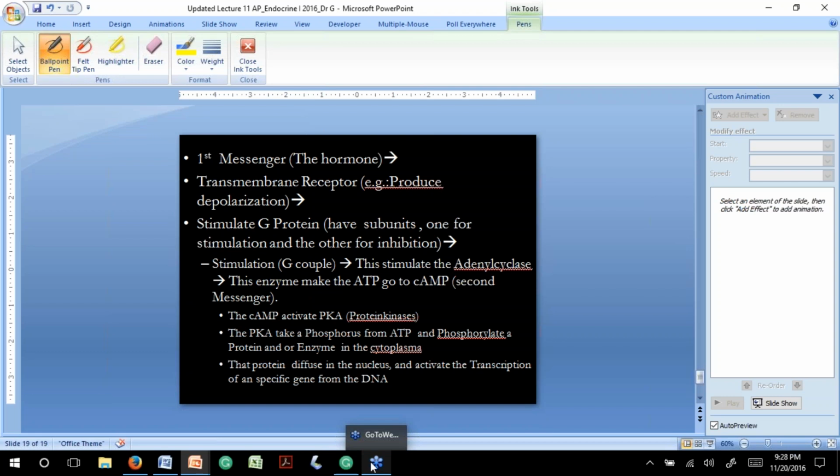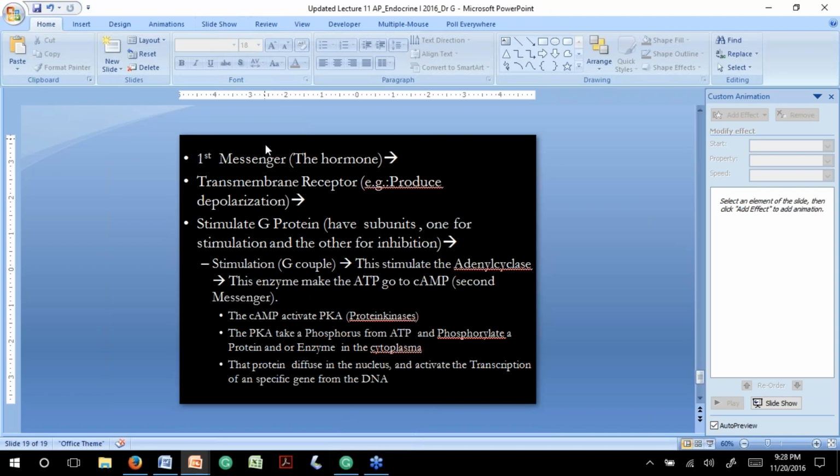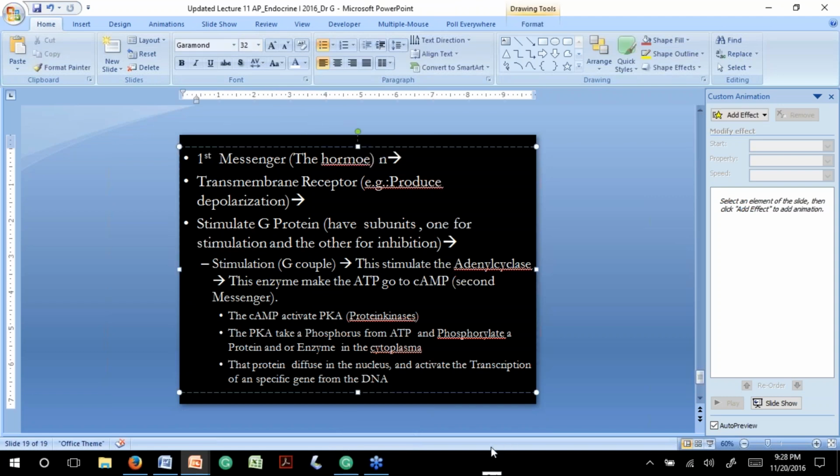All right, here is a small summary. We have the first messenger, which is the hormone. Then we have the transmembrane receptor, which can produce many actions, for example depolarization, opening channels of sodium, potassium, or chloride. The transmembrane receptor stimulates the G protein, which has subunits, one for stimulation and the other for inhibition. For stimulation, the G protein is called Gs. This stimulates adenylyl cyclase, and adenylyl cyclase converts ATP to cAMP, the cyclic AMP. That is the second messenger.